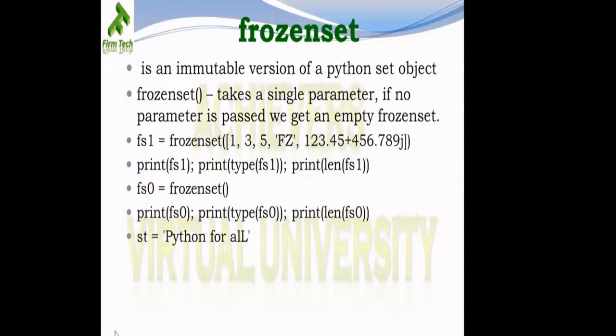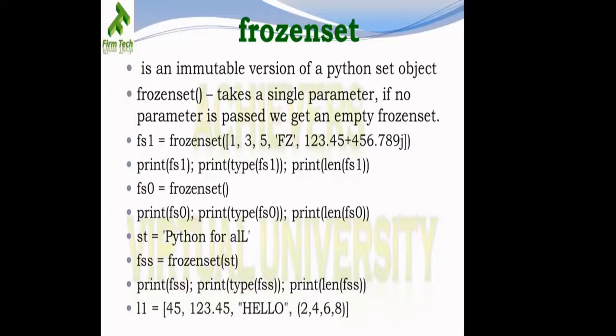Here we have the string Python for all, and this frozen set will be created with the characters in this string as elements. The space will also be considered as a character. So this is a list L1, and we are passing the list L1 as the parameter to create the frozen set.